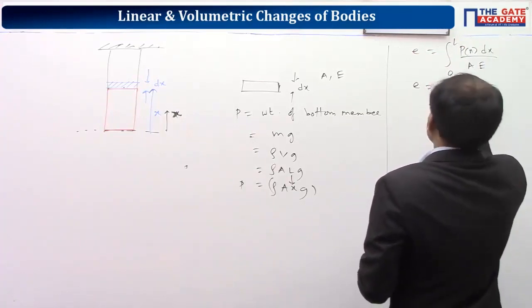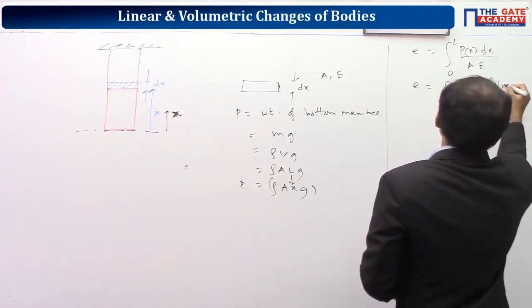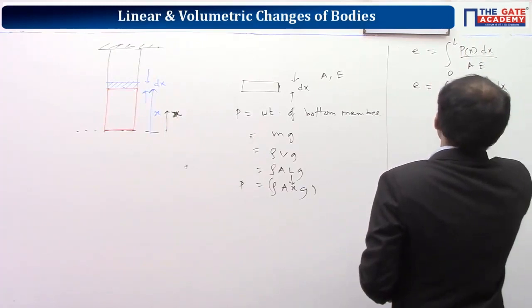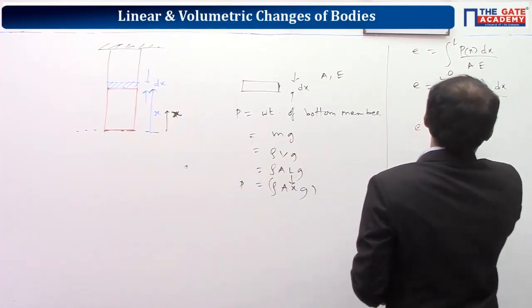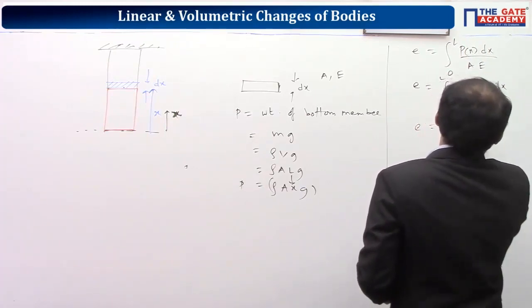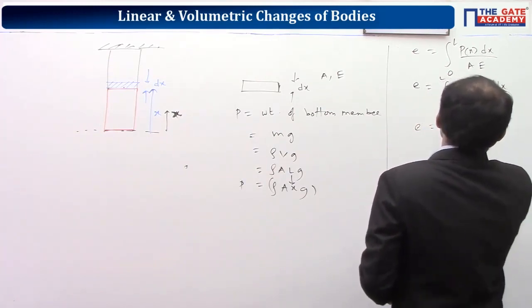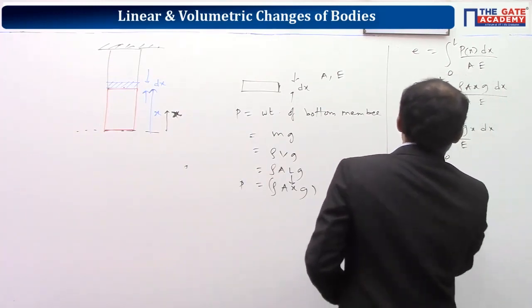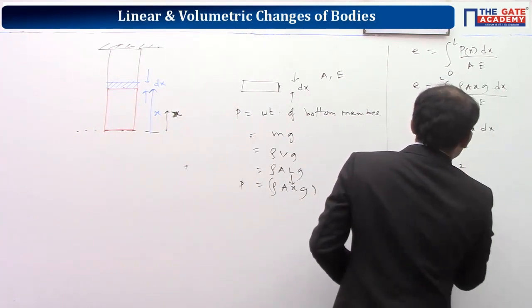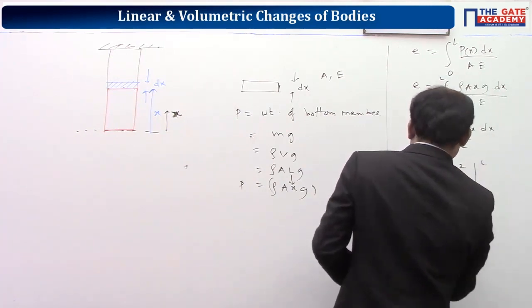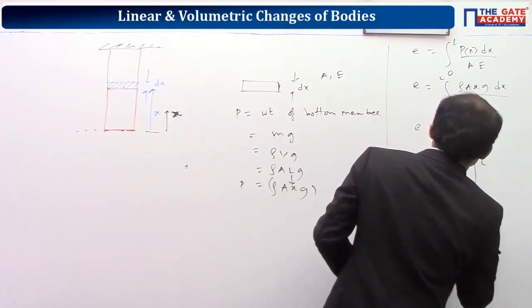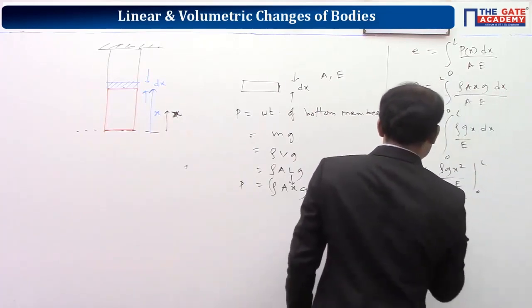So P of x is nothing but rho A x into G dx by area into Young's modulus, from 0 to L. It comes out to be rho G x dx by E, integration from 0 to L. So it becomes rho G x square by 2E, from 0 to L. Elongation will become rho G L square by 2E into Young's modulus.